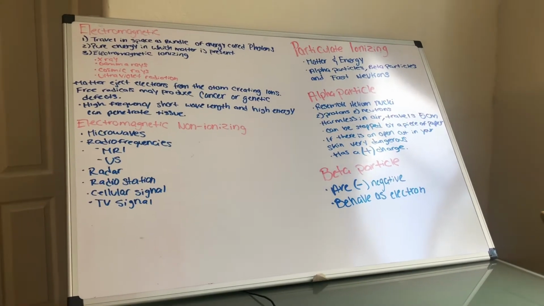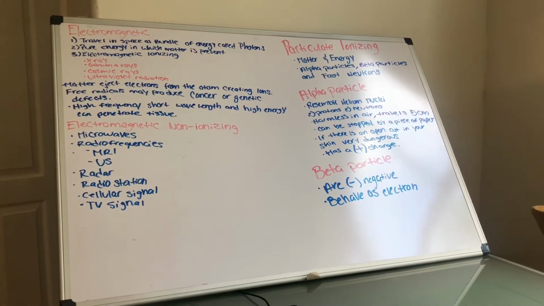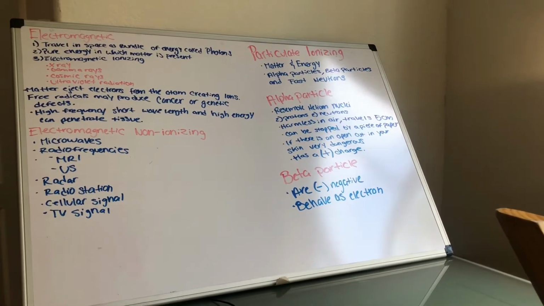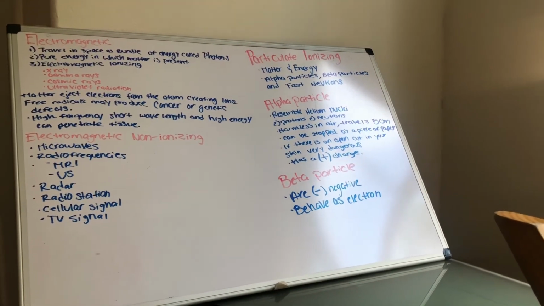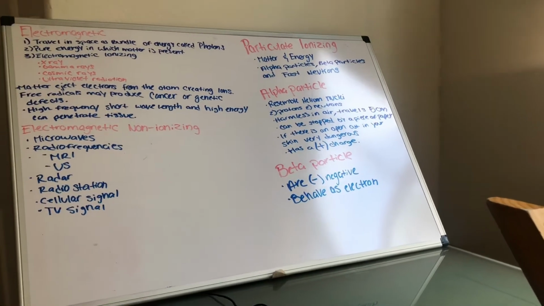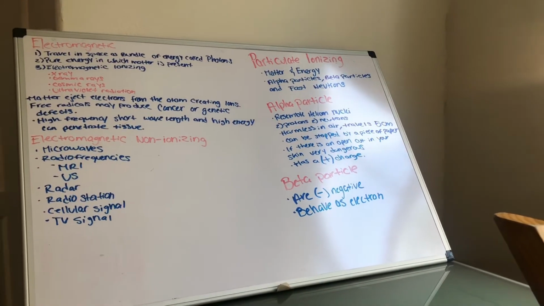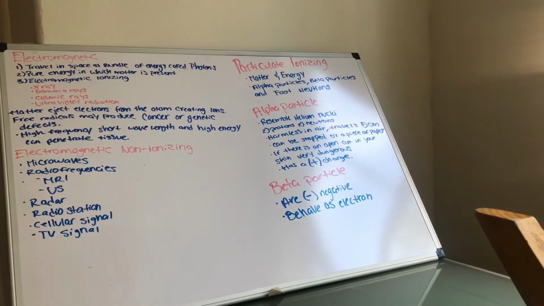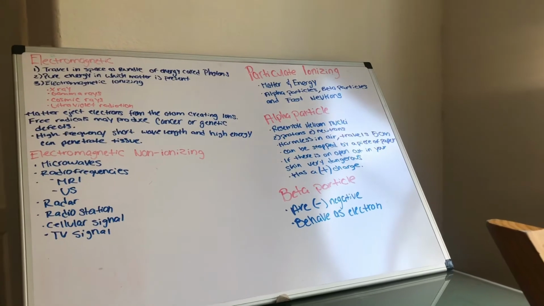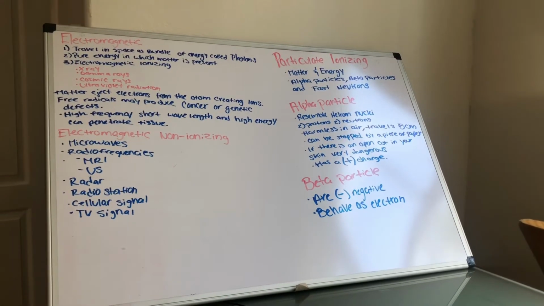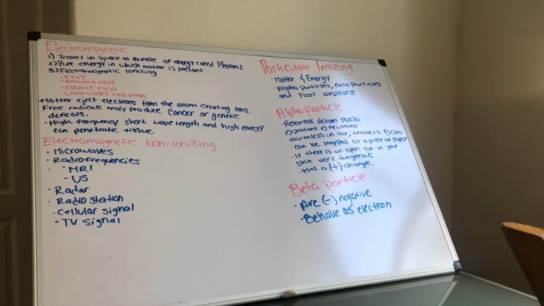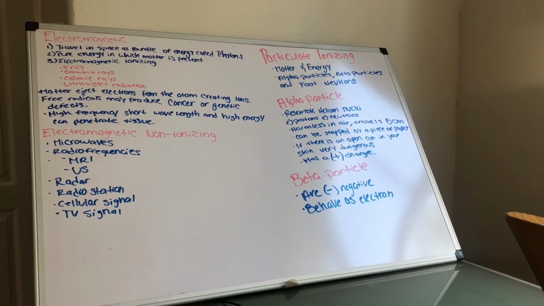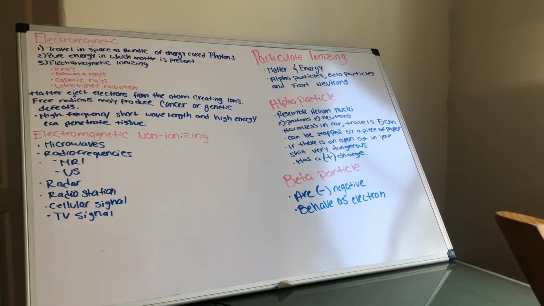The other form of radiation is your electromagnetic non-ionizing. So it'd be the opposite, meaning it's not going to produce damage in the tissue. These are your microwaves, your radio frequencies, as well as MRIs, your ultrasounds, your radars, radio stations, your cellular signals, TVs. These are all non-ionizing. This is also why ultrasound is recommended for those who are pregnant versus X-ray, because X-ray can cause damage to the fetus.